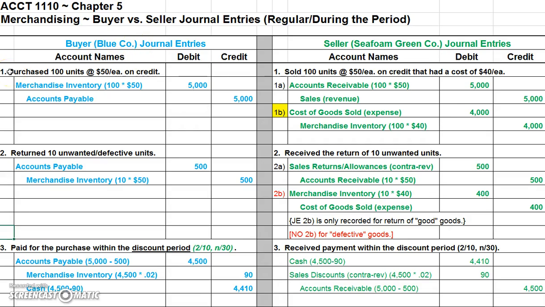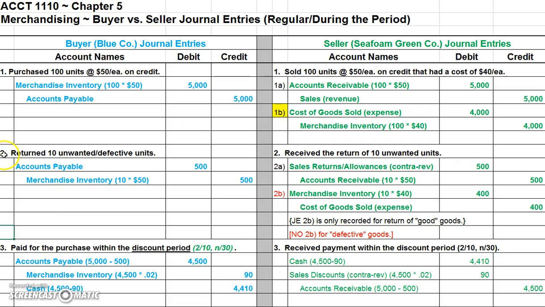Journal entry number 1. Let's say Blue Company purchased 100 units at $50 each on credit. Because it's on credit, we're going to credit our accounts payable by $5,000. The debit account name for $5,000 is a new account name called Merchandise Inventory, and it's a new current asset for a merchandiser.